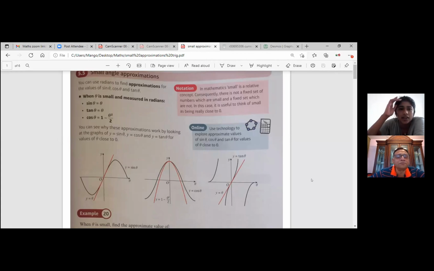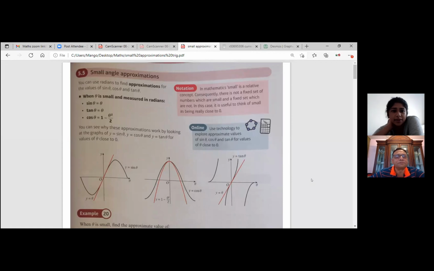So it says you can use radians to find approximations for the values of sine theta, cos theta, and tan theta. And then it says when theta is small and measured in radians, sine theta is approximately theta, tan theta is theta, and cos theta is 1 minus theta squared over 2. So I'm guessing you just have to know that.